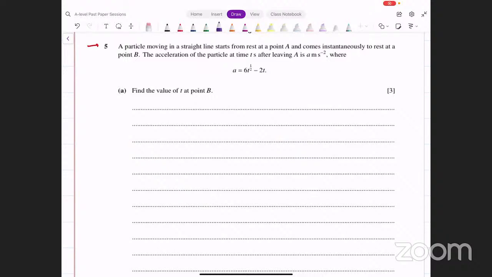So this is what we've got to do. अच्छा, so आपको क्या दिया हुआ है? Acceleration दी हुई है in terms of time. Please remember in these questions, whenever you got acceleration or velocity as a function of something, जब acceleration in terms of time होगा तब तो आप कभी भी constant acceleration formula नहीं लगा सकते.